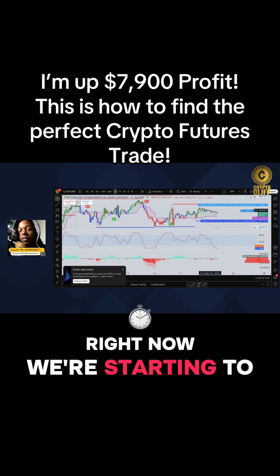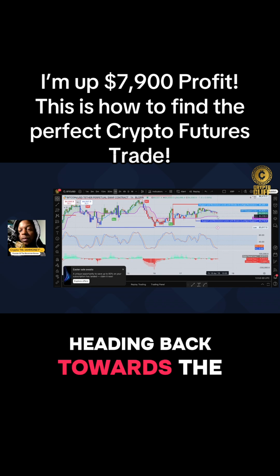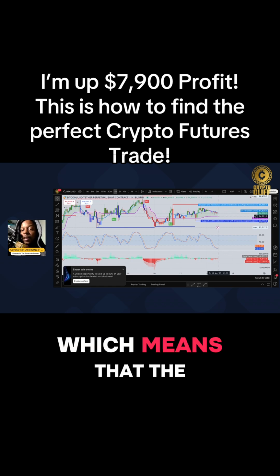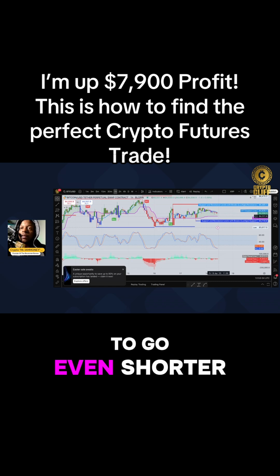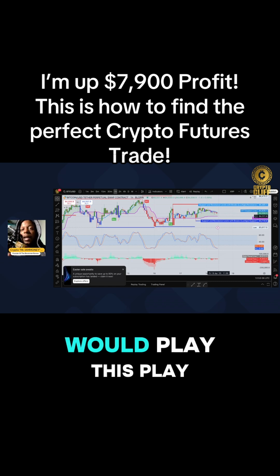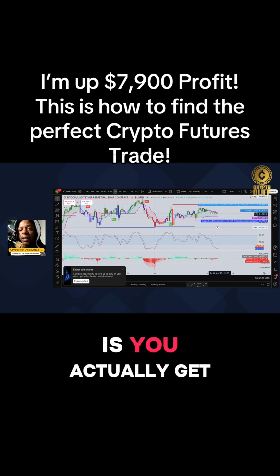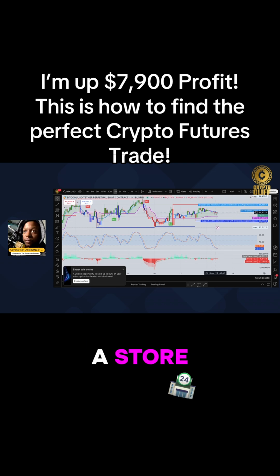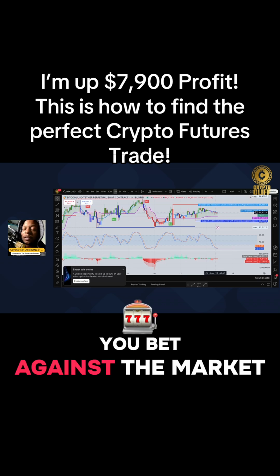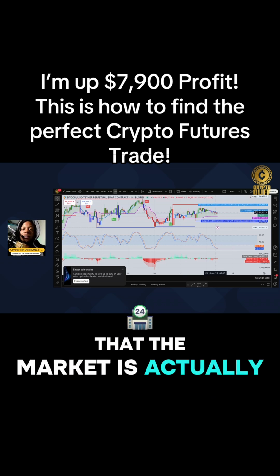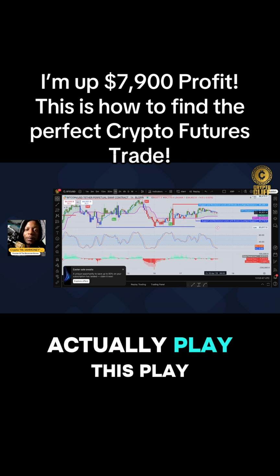Right now, we're starting to trend downward, heading back towards the bottom of this resistance, which means that the market is getting ready to go even shorter. So the way you would play this play right here is you would actually get into this play on a short. You would short the market, you would bet against the market, and you will see that the market is actually trending downward. That's how you would actually play this play.